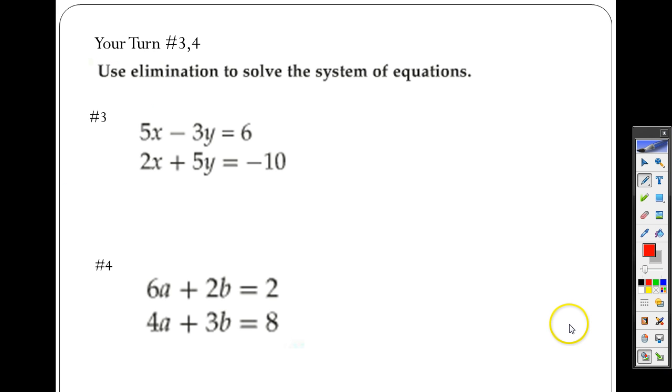Okay, so here is your turn numbers 3 and 4. Pause the video, solve for the answer, and come back when you are done.